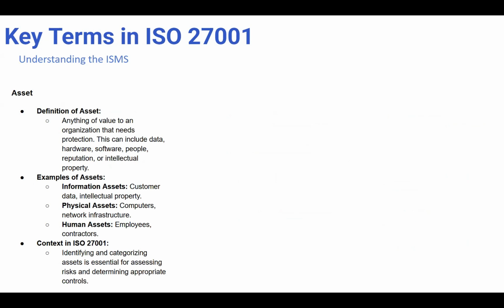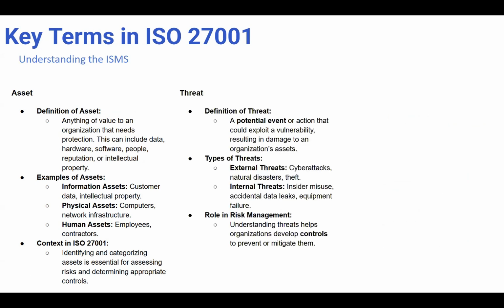What is an asset? An asset is anything of value to an organization. We could have some information asset, like the customer data that was breached in our previous example, physical or different human assets. In ISO 27001, it's very important to identify and categorize your assets for easier risk assessment and for easier management. IT asset management is a huge subset of information technology.